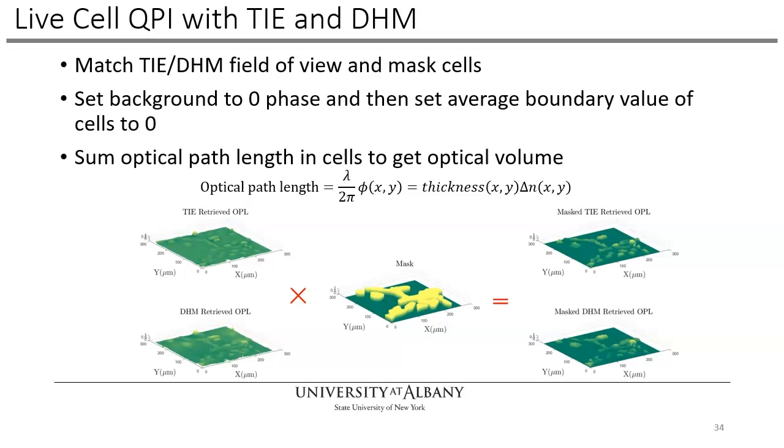Delta N is the refractive index in the cell minus the refractive index of what it's sitting in. So it tells you about essentially the phase velocity difference of light in the cell versus the water, or water with growth medium.